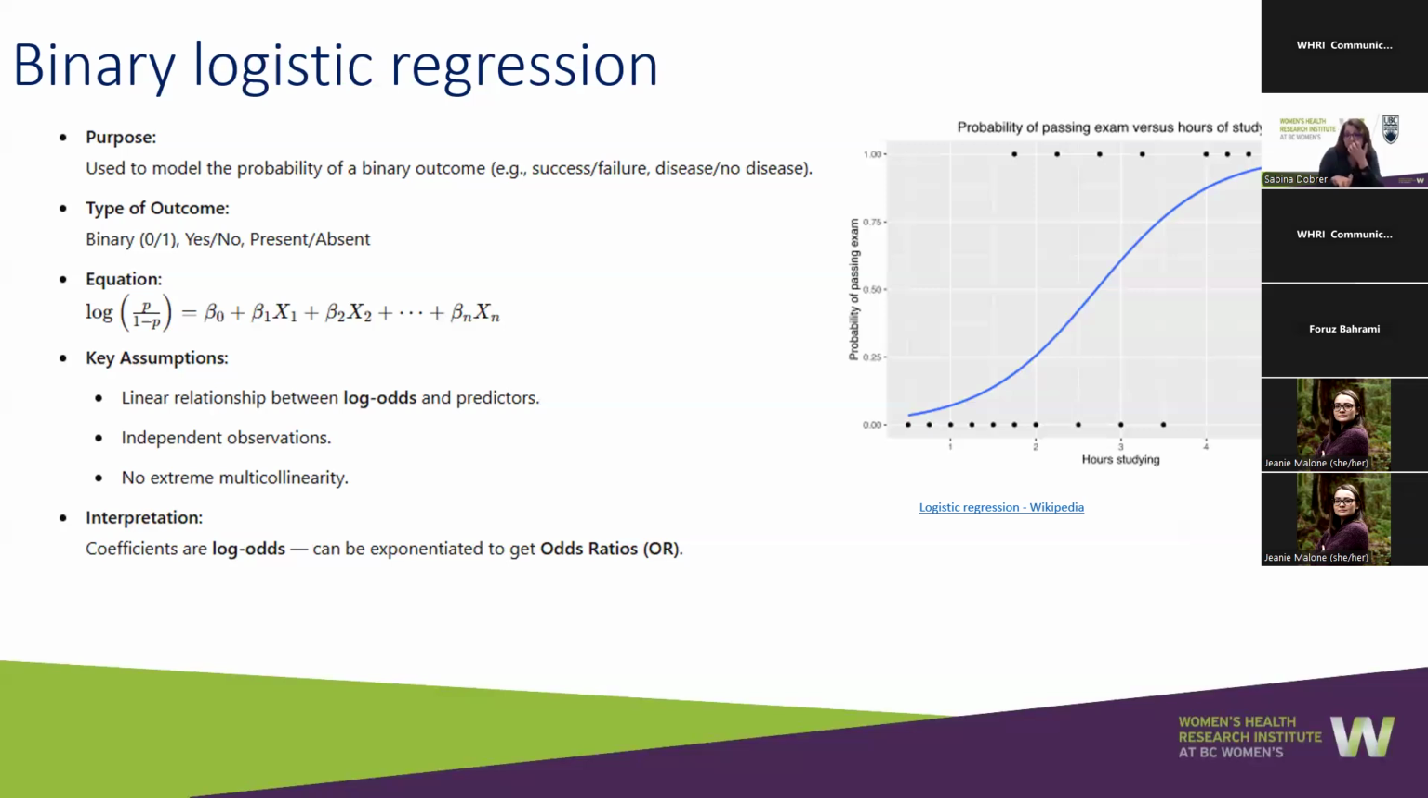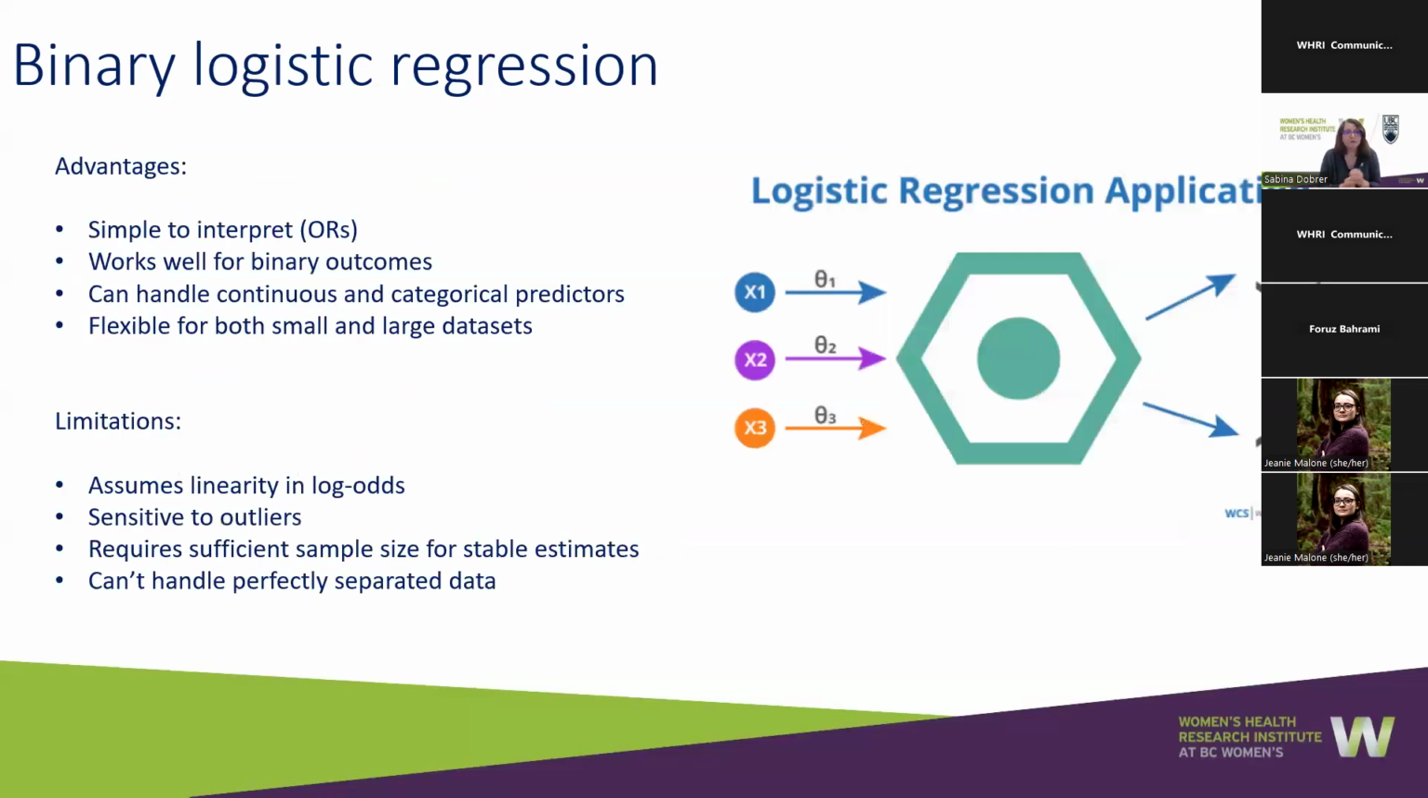In logistic regression, it's really easy. Is the risk of dying for a specific group higher or lower than in another group? So here again, I say advantage: it's simple to interpret using odds ratios. It can handle both continuous and categorical predictors, and it's very flexible for small and larger data sets.